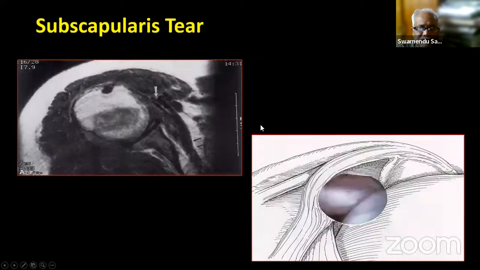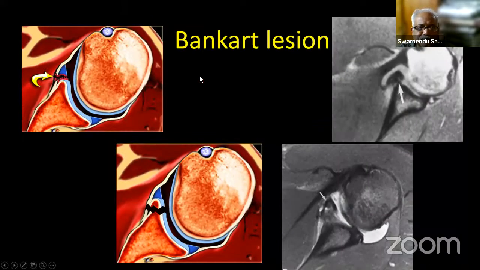For the subscap tear in this axial cut, you can see that the subscap, as I told you, comes at the medial margin of the biceps. But there is discontinuity in the subscapularis muscle and the tendon.